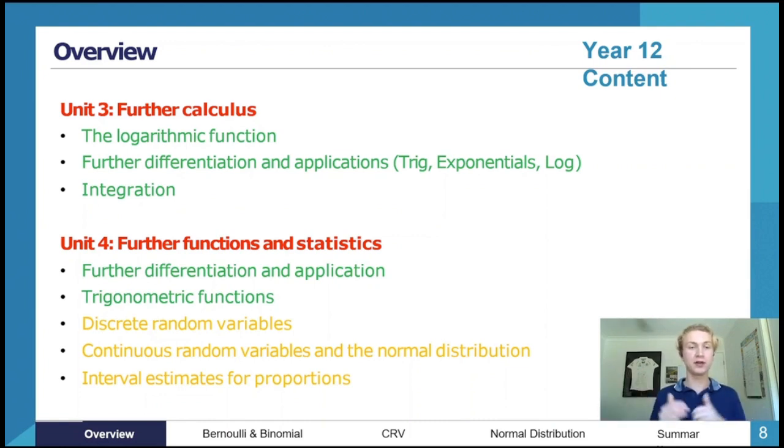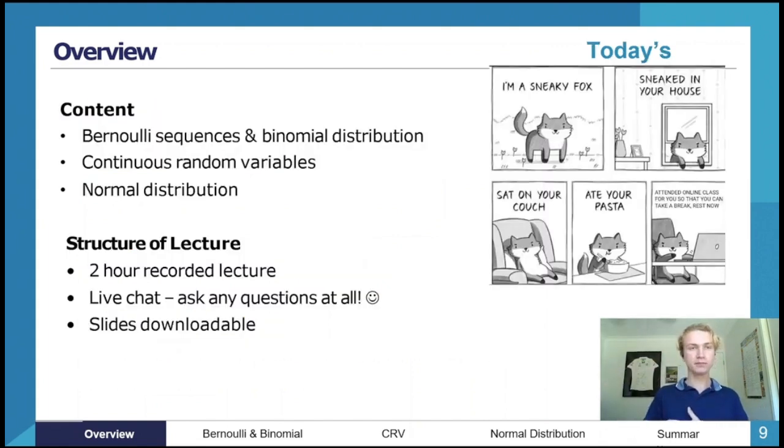What are we going to be talking about today? Discrete random variables, continuous random variables, and the normal distribution, then interval estimates for proportions, which are our confidence intervals. So yeah, here's an overview of what we're going to do for today. Bernoulli sequences and binomial distributions, continuous random variables, the normal distribution.